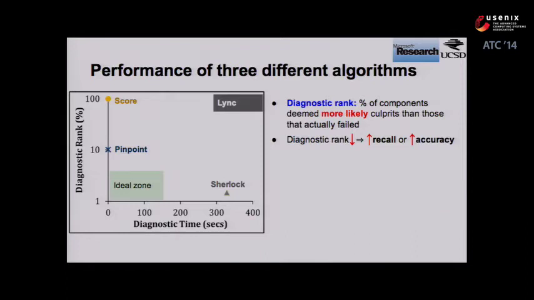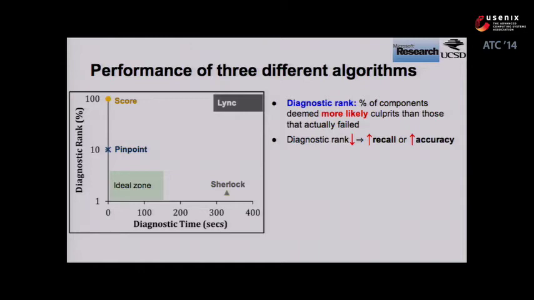Now, the diagnostic rank is the percentage of components that each algorithm deemed to be more likely culprits than the actual failures themselves. So, for example, Score had a median diagnostic rank of 100. What does that mean? Score thought all of the components in Lync were somewhat likely to have caused the call failures. So Score was completely unable to diagnose call failures in Lync. It had very poor recall.